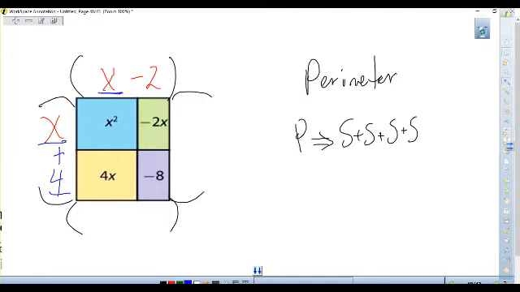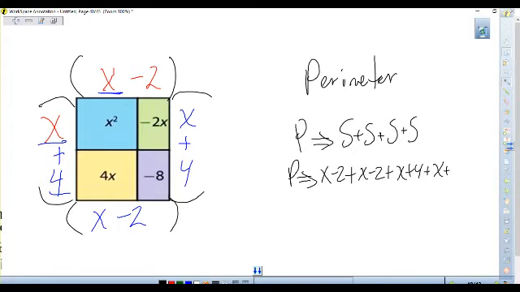So now since I have this side, what does this side measure? x plus 4. So what does this side measure? x minus 2. So therefore, let's write this. Perimeter is x minus 2. How many times am I going to write it? All right. Combine like terms, yes? So this is 1, 2, 3, 4. That's 4x. Combine like terms, negative 2 and negative 2. That's negative 4 plus 4. What is that? 0 pair. And we're left with 4.